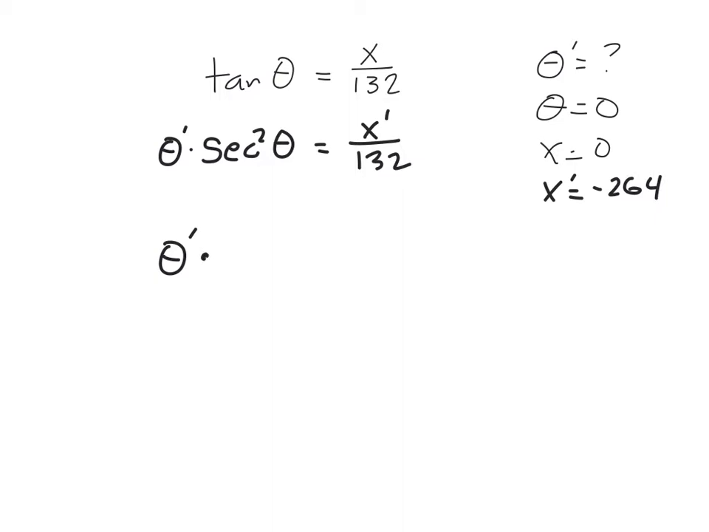We're going to multiply by secant squared of 0. Well, cosine of 0 is 1, so secant is 1. 1 squared is 1, so this is just 1. And then over here we're going to put in negative 264 over 132. And when we solve this, we get theta prime equals negative 2, and that's radians per second.